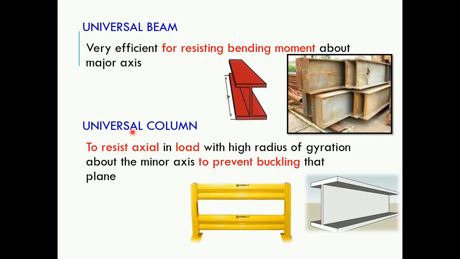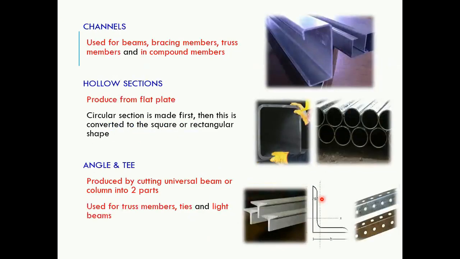The other one is universal column, which resists axial load with a high radius of gyration and also prevents buckling about the plate. For universal column, the shape is similar to the beam, the I shape, but the flange is longer compared to the universal beam. Normally we put it in a vertical position. We also have hot roll channel, hollow section, and also angle and T.